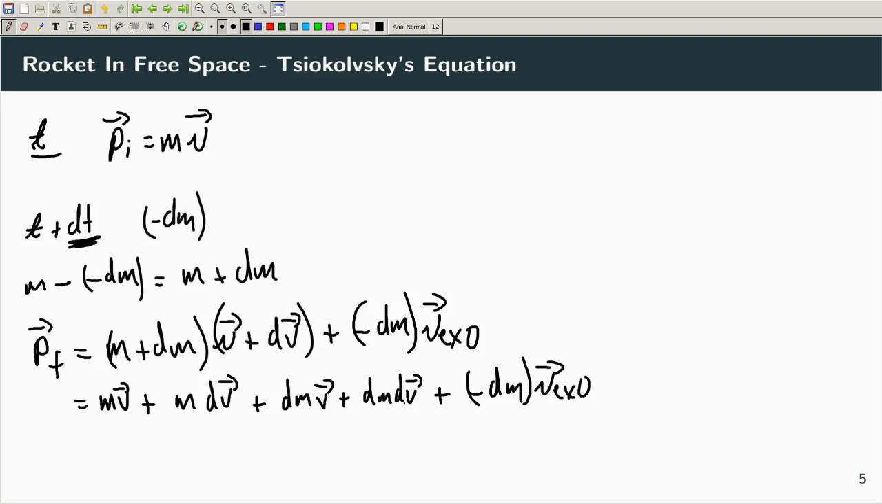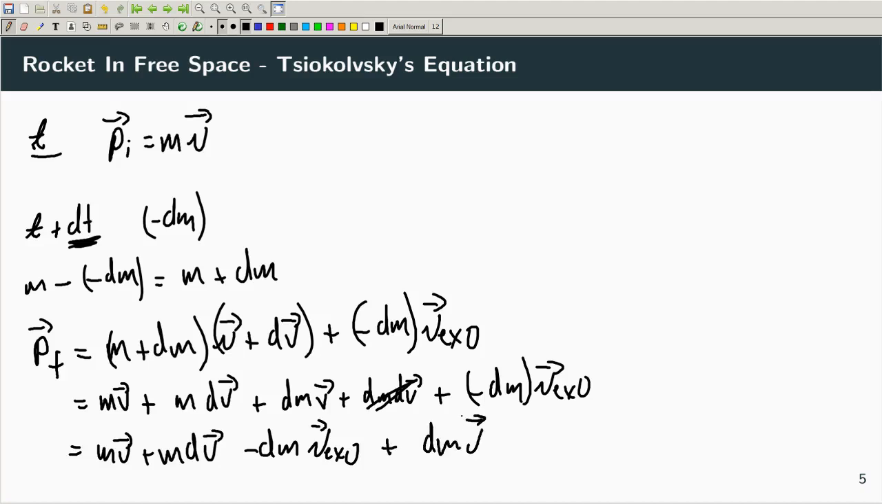Now, this term is an incredibly small quadratic term, so it can just be cancelled out because it's really incredibly small. And we can rearrange the last two terms on this side, like so, and place dm vexo plus dm velocity, like so. And we can factor those out. So I'll go over here, factor those out.